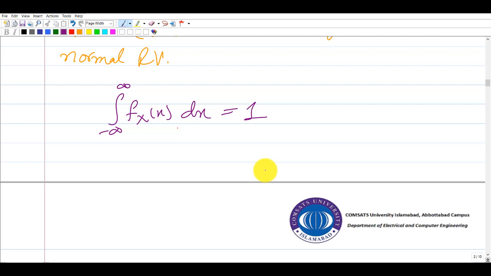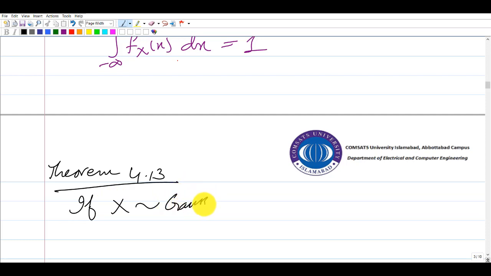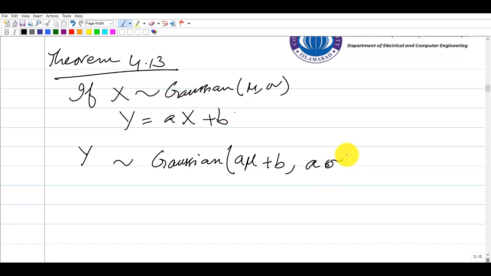Before using those tables, we have to look at certain properties of the Gaussian random variable. Theorem 4.13 says that if x is Gaussian (mu, sigma) and y is equal to ax plus b, then y is Gaussian with parameters a mu plus b and a sigma. So the linear transformation of a Gaussian random variable produces another Gaussian random variable.